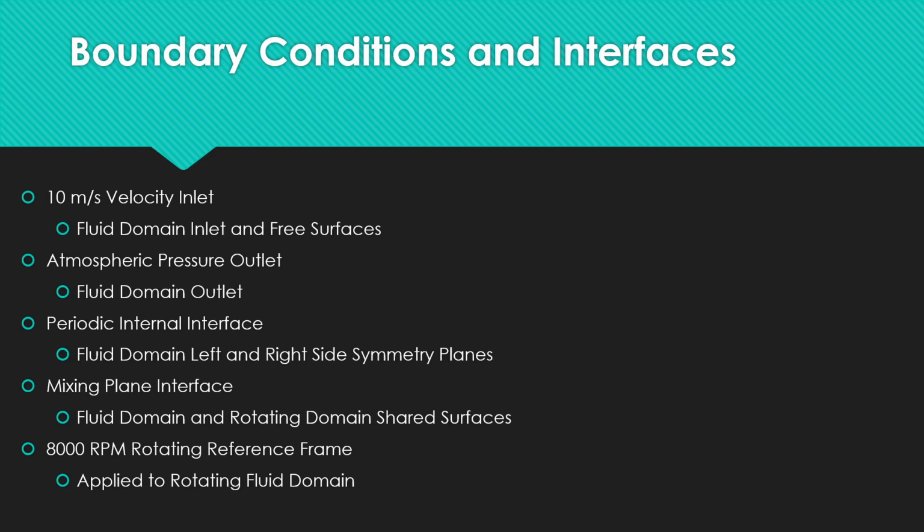To introduce motion into the steady-state simulation, a rotating reference frame was created about the z-axis with a rotational speed of 8,000 RPMs to match available wind tunnel data. This rotating reference frame was applied to the rotating fluid domain.